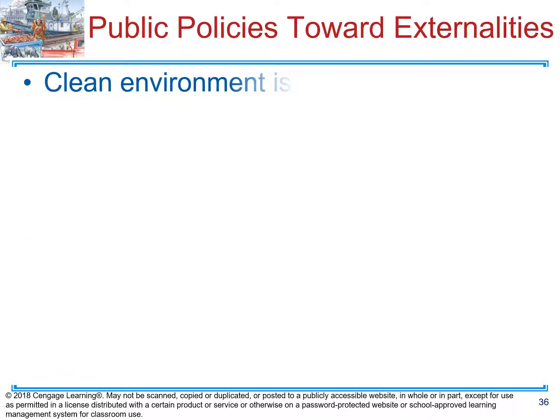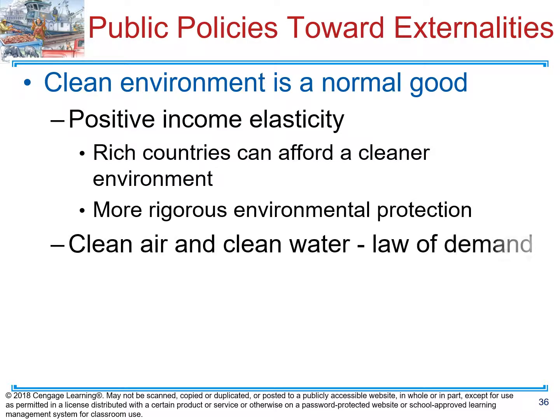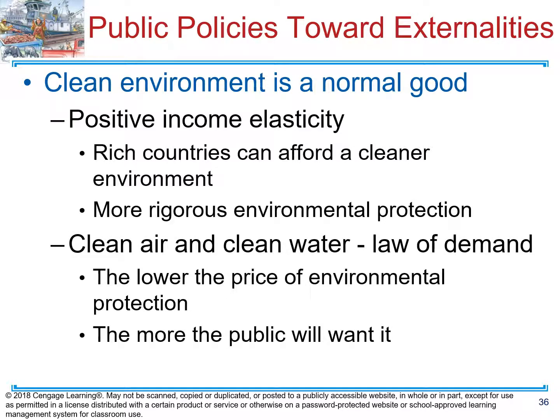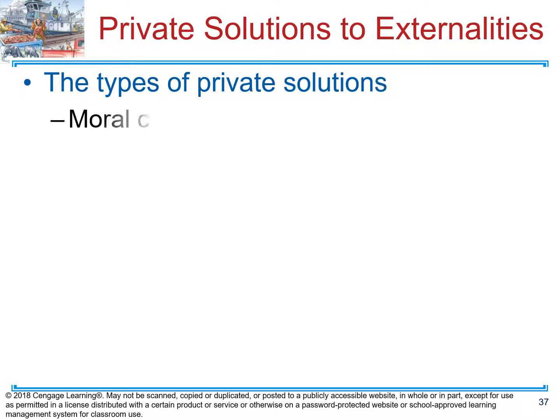The clean environment is a normal good. Positive income elasticity means rich countries can afford a cleaner environment with more rigorous environmental protection. Clean air and clean water follow the law of demand. The lower the price of environmental protection, the more the public will want.